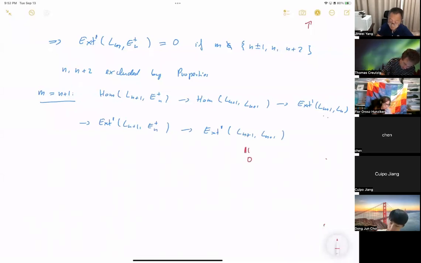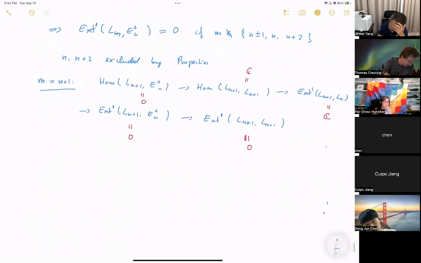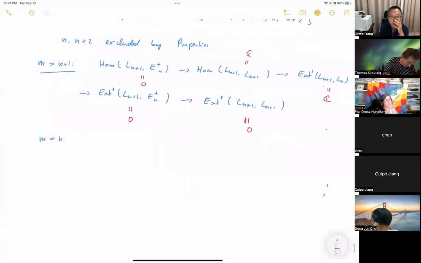But what else? We know this one here, this is one dimensional. What do we know about this one? Well, this Hom space is clearly also one dimensional. A Hom space from a simple to a simple is one dimensional. And this one, if one looks at the structure of E_{n+1}, one sees E_{n+1} doesn't have L_{n+1} as a submodule, there is no homomorphism. So from this, you see this map must be a surjection. We have an exact sequence, so the only possibility here is that this one vanishes.